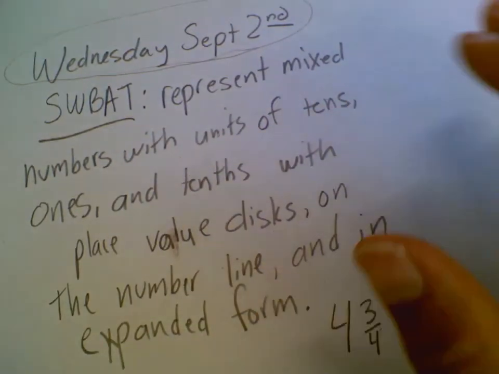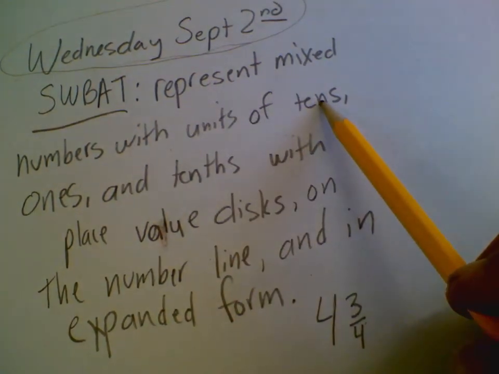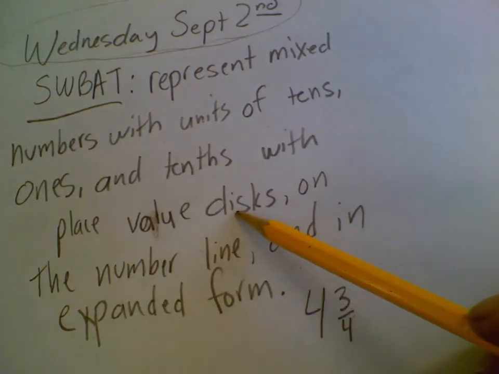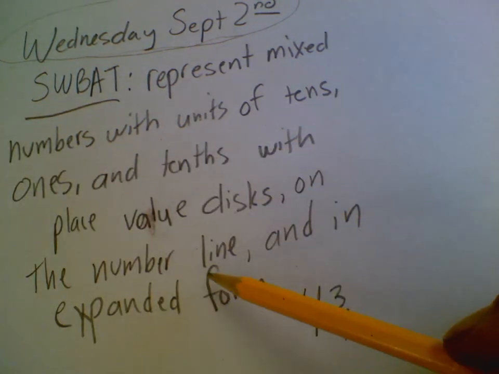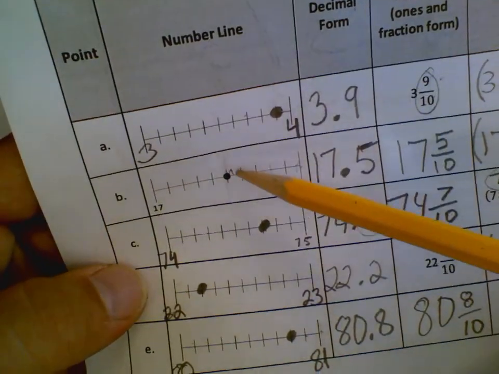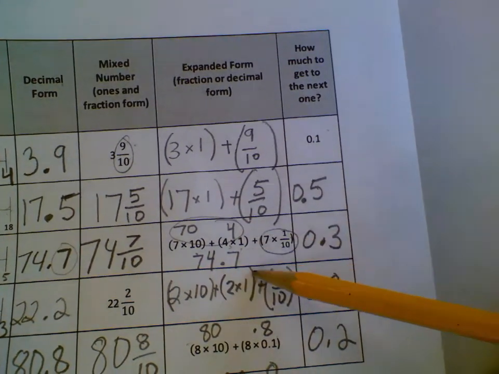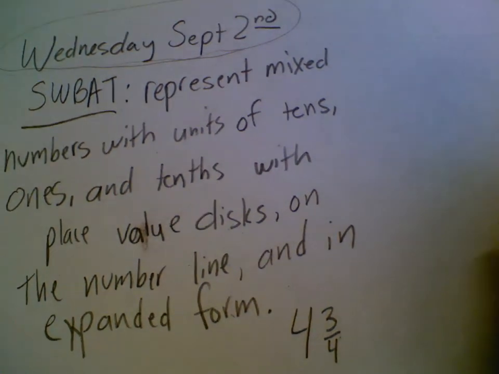Let's go back to our learning target. Okay. It says represent mixed numbers. We looked at mixed numbers with units of tens, ones, and tenths. Well, I believe we did that with place value discs. That was these guys. Got it. On the number line, that was right here. And then it says and in expanded form. And that's right here. So I think you met your learning target. If you don't understand any of that, you can go back and rewatch.